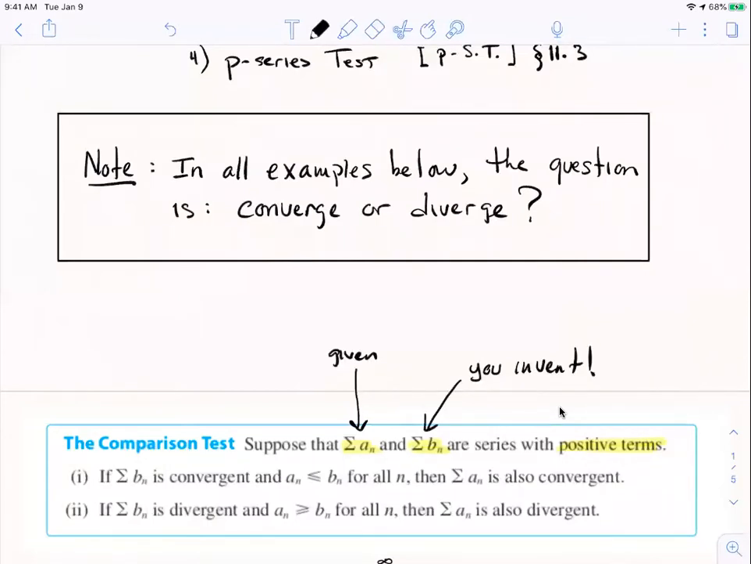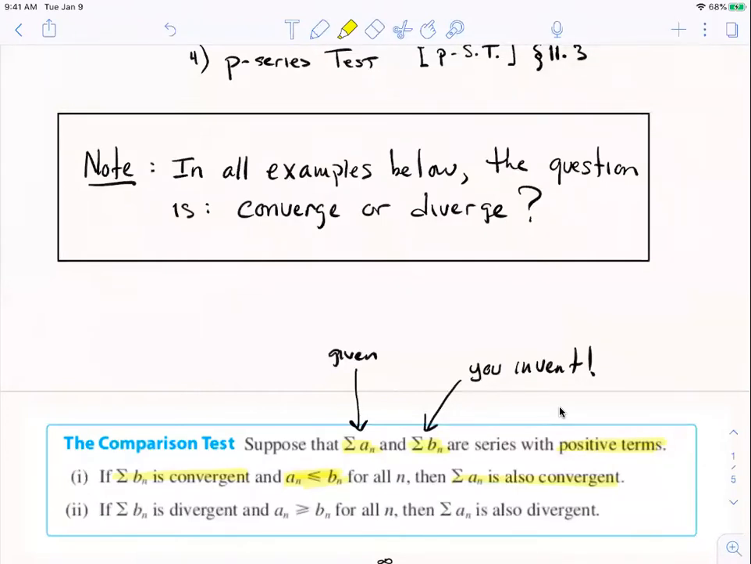But let's take a look at what this test says. It says that if you have these two series, a sub n and b sub n, and the terms of the b series are greater than or equal to the terms of the a series, well, then if the b series converges, then so will the a series.